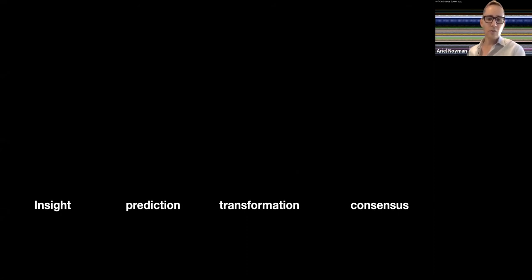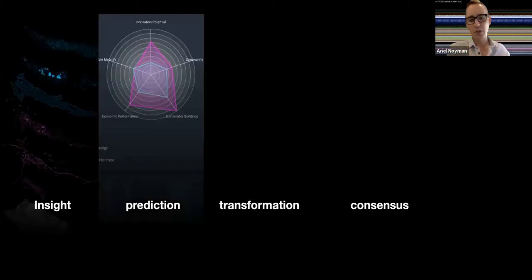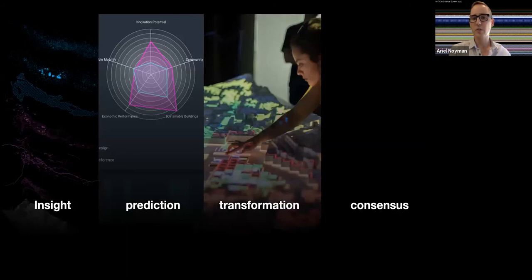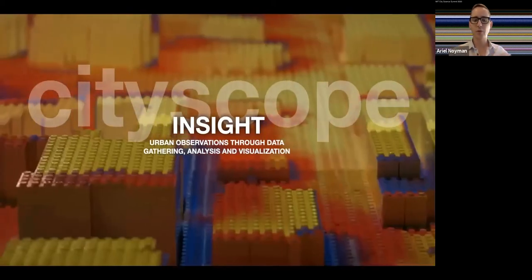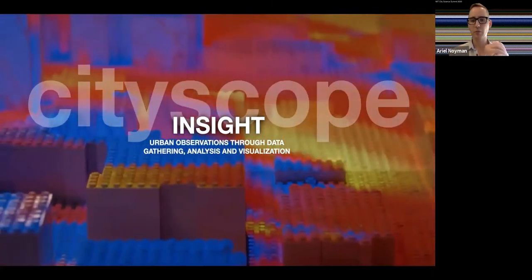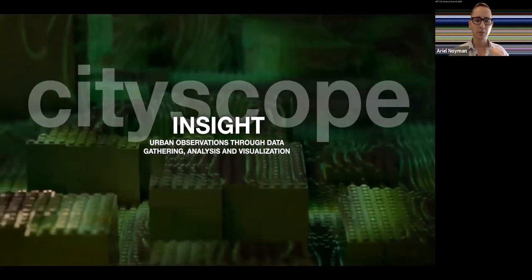I like to look at CityScope in four main themes or categories. We look into urban insights, predictions, transformations, and consensus. Now, again, these might sound like big words, but I'm just going to go through each one of them and explain through a couple of projects what we mean by each one of these segments.